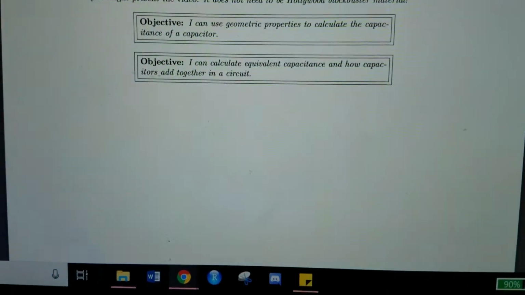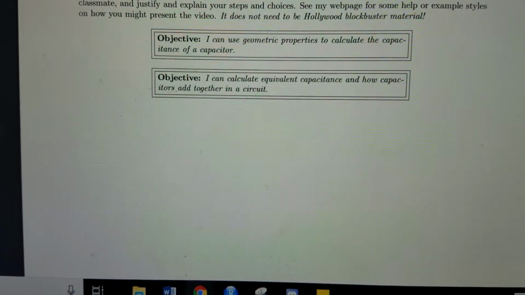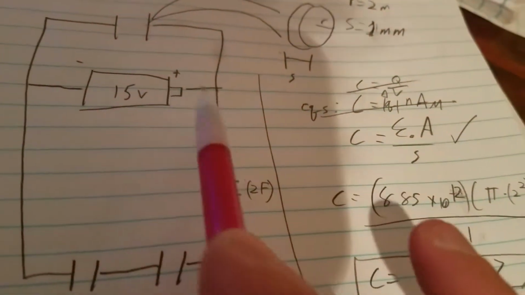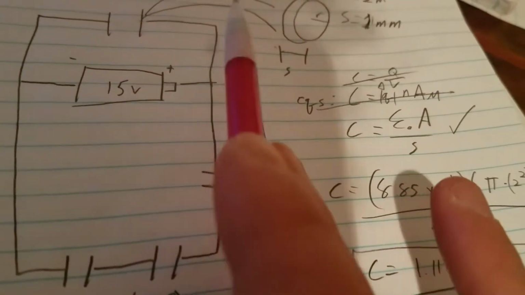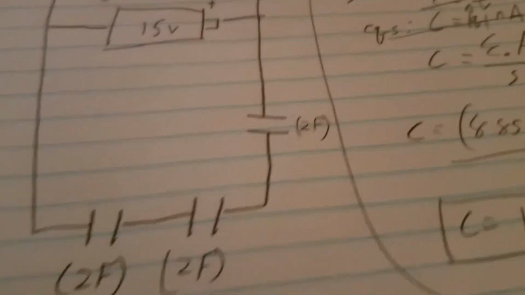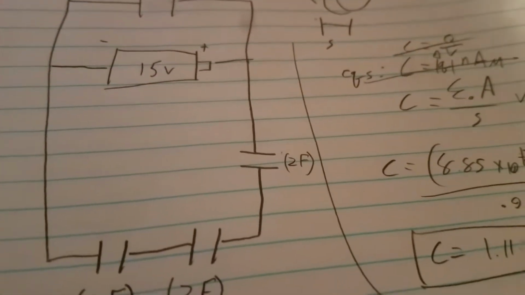So the second objective is showing that I can calculate the equivalent capacitance and how capacitors add together in a circuit. For this case, I'm just going to pretend this top splits by node rule. 0 volts go up here and all of them come down here. I probably should have just made it like 20 or something and split it, but I didn't.